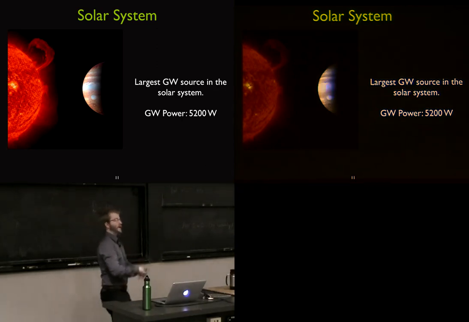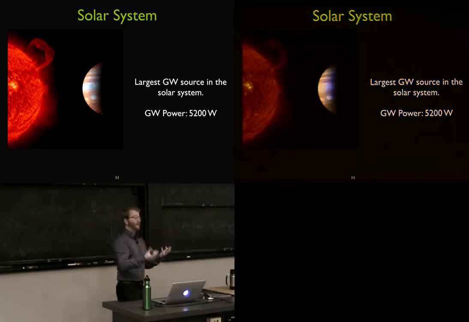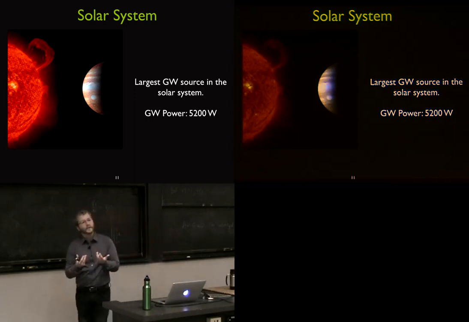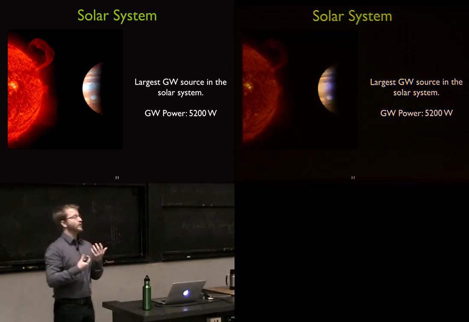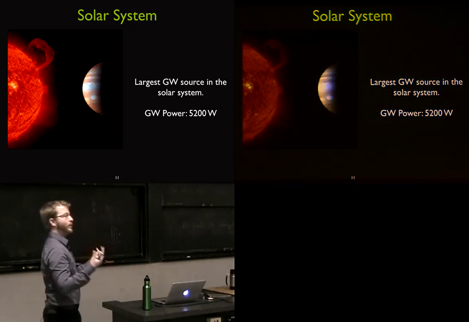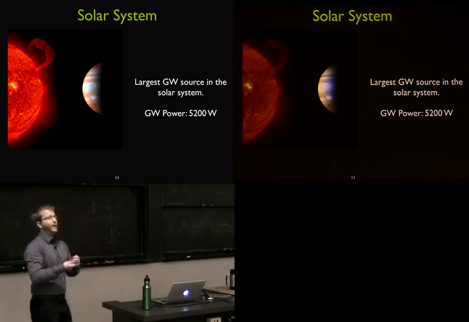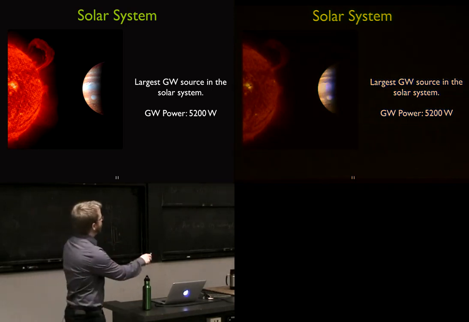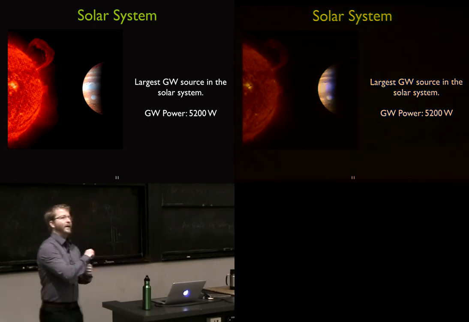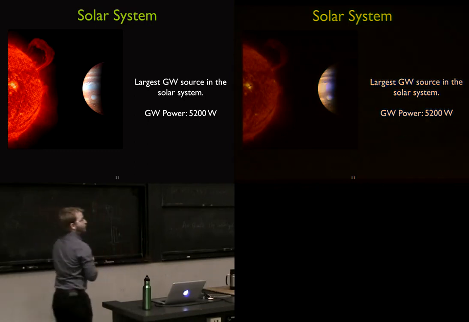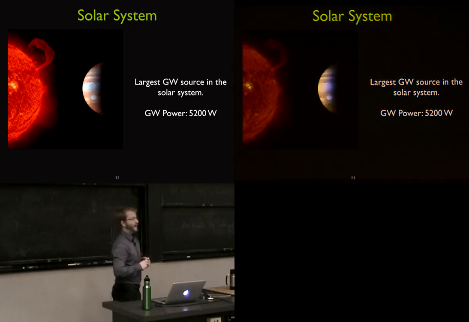That would carry energy out of the Sun-Jupiter system, and when you take energy out of an orbit, it shrinks. So even if we can't measure the gravitational waves directly from the Sun-Jupiter system, maybe we can see the orbit shrinking because it's losing energy in these gravitational waves. And so when you go through the equations, you calculate the number, you get about 5,200 watts of energy in gravitational waves created. So that's power per unit time.